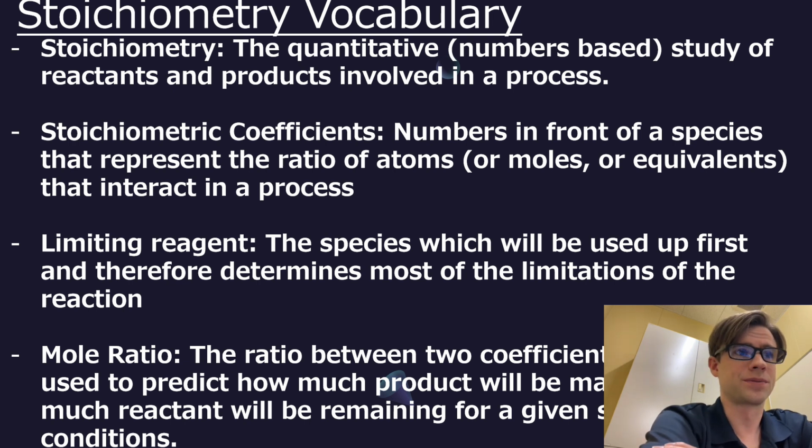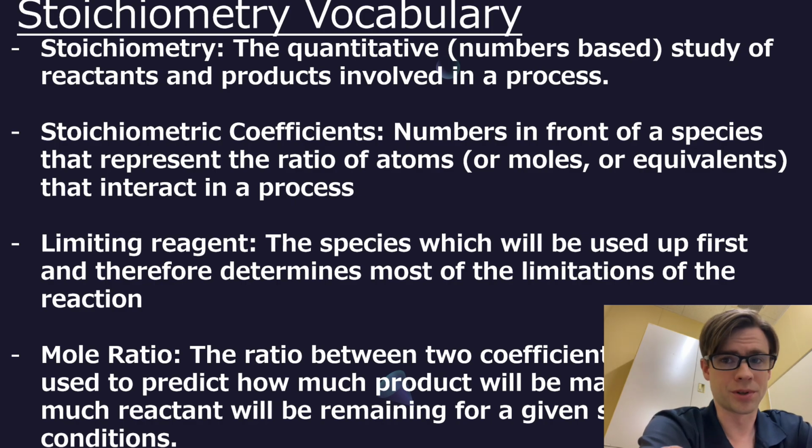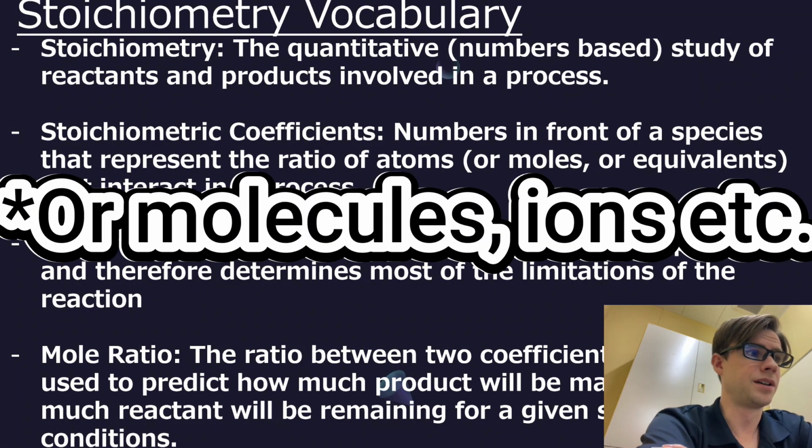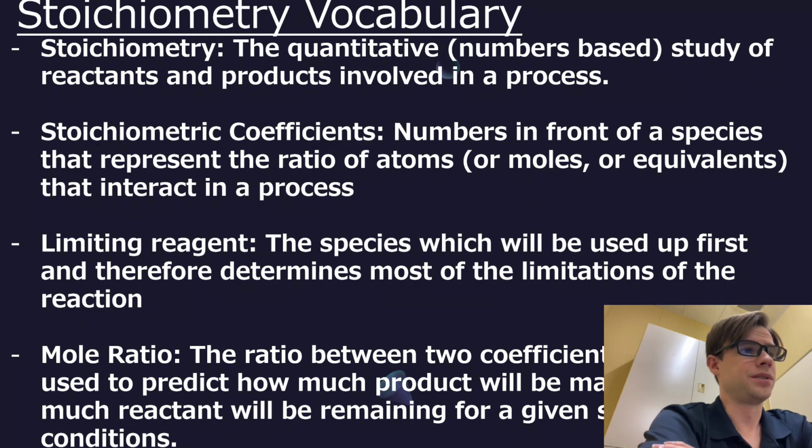Now, there are things called stoichiometric coefficients. These are the numbers in front of a species in a chemical equation that represent the ratio of atoms or moles or any kind of equivalence. Could be volume sometimes, because these are all proportional to the number of atoms, if we're talking about volumes of gas, for example. So these are ratios of things that interact in a process, usually a chemical reaction, but could also be physical changes sometimes.